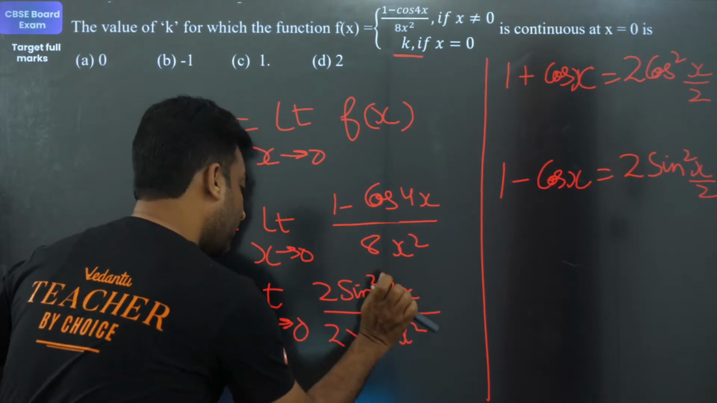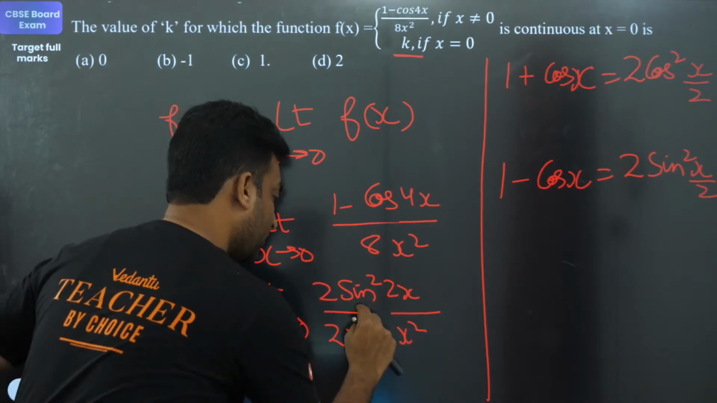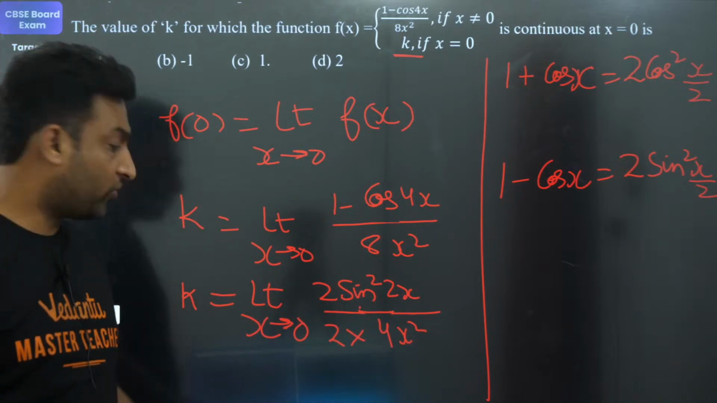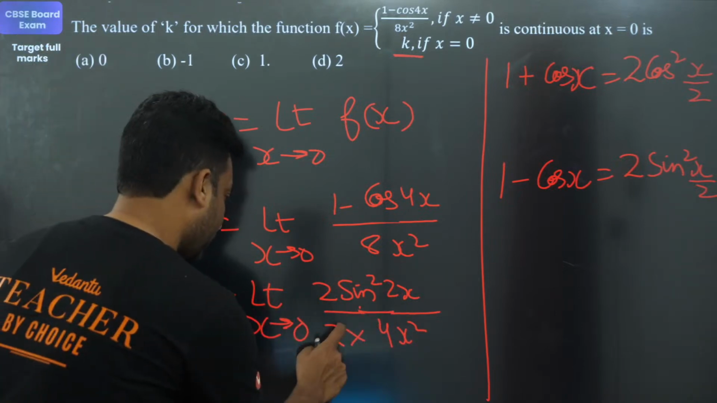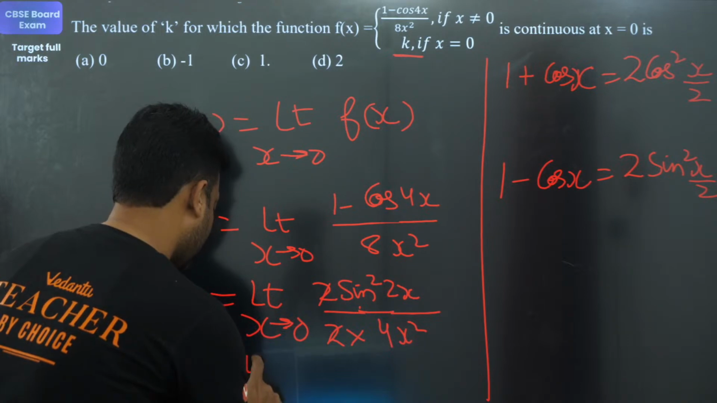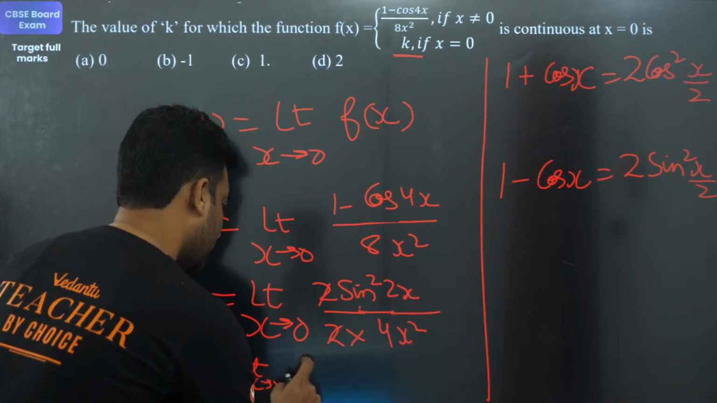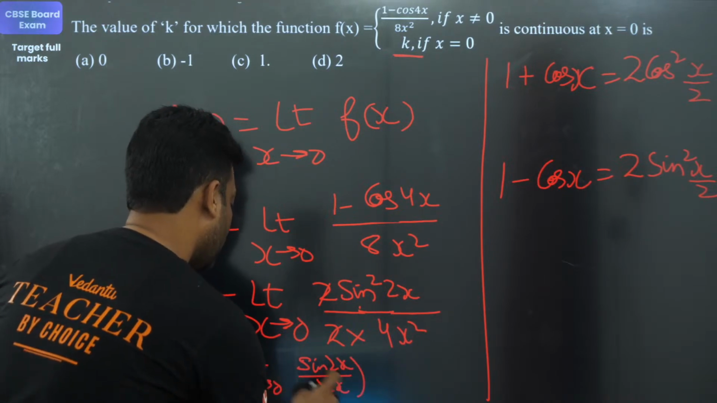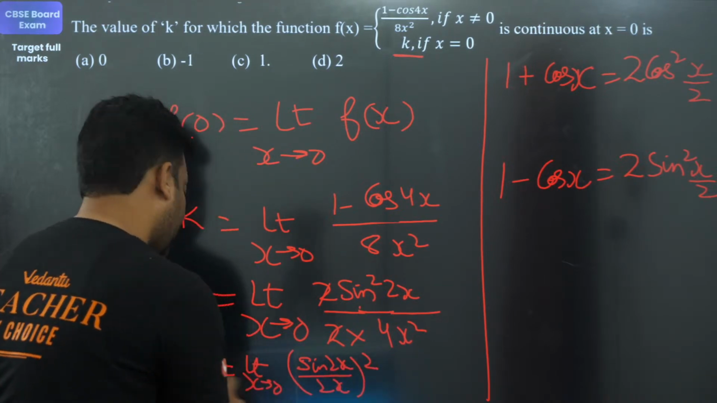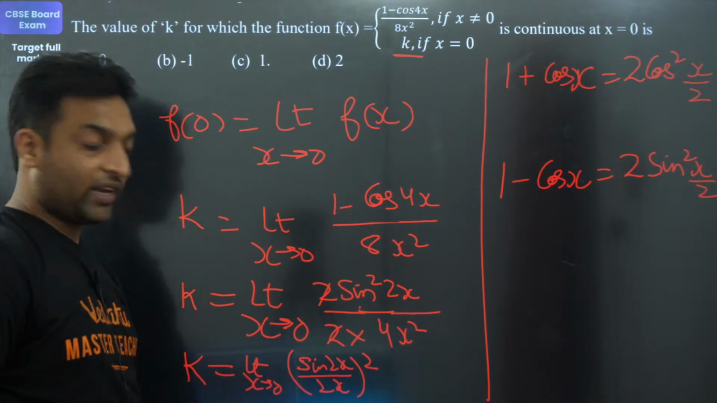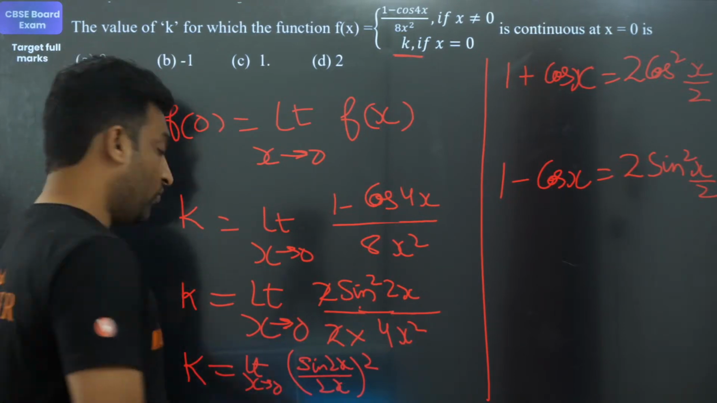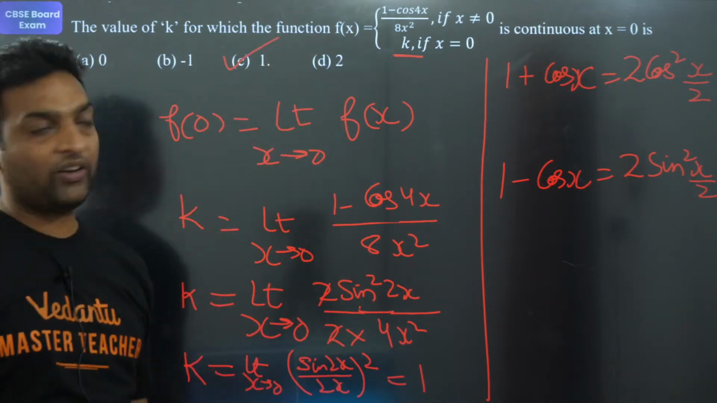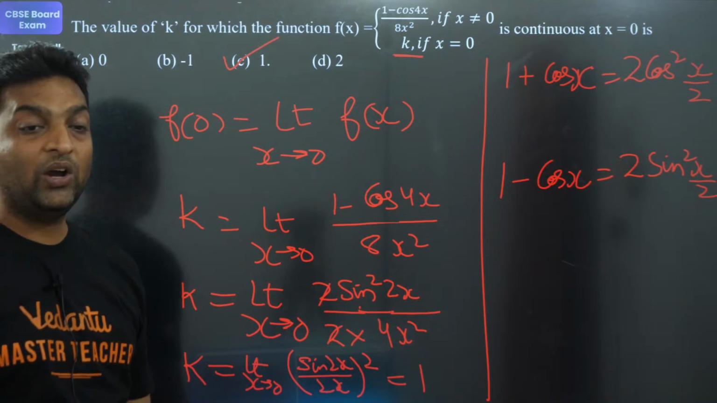Why 4x square? Because 4x square means 2x का whole square. So sin square 2x upon 2x का whole square, this 2 cancels. Limit x tending to 0, sin 2x upon 2x whole square. Limit x tending to 0, sin 0 upon 0 कितना होगा? 1 होगा. 1 का square is 1 only, hence k equals to 1. Value of k for which this function will be continuous will be 1.